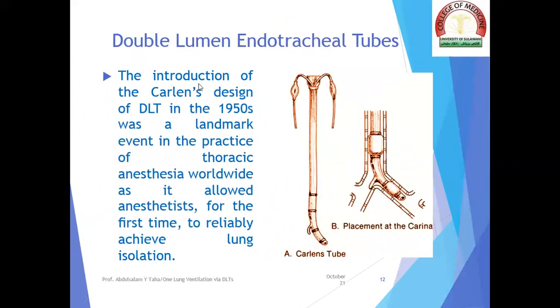So the introduction of the Carlens design of double lumen tube in the 1950s was a landmark event in the practice of thoracic anesthesia worldwide, as it allowed anesthetists for the first time to reliably achieve lung isolation. So in this picture, we can see the Carlens tube, which is characterized by a carinal hook that is designed to prevent dislodgement of the double lumen tube.